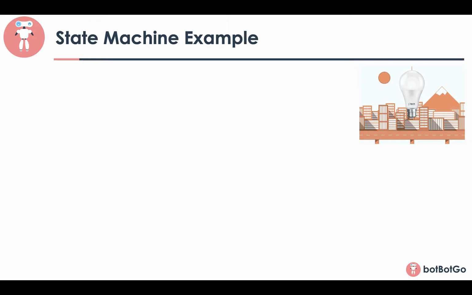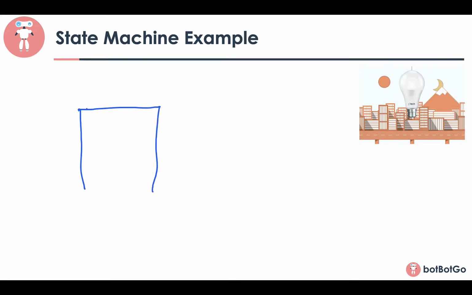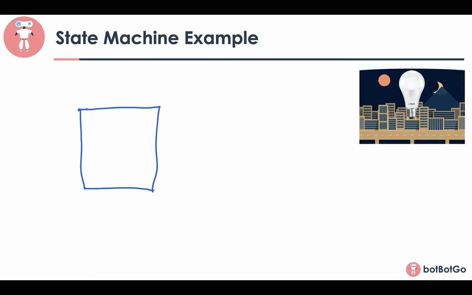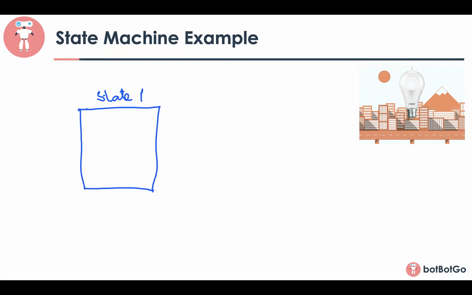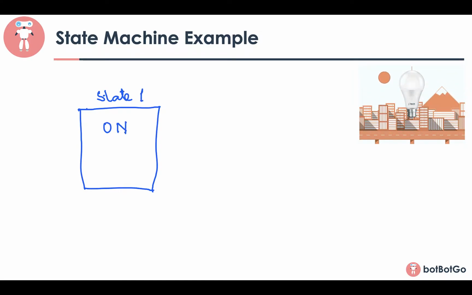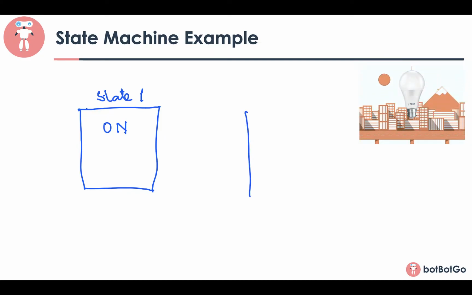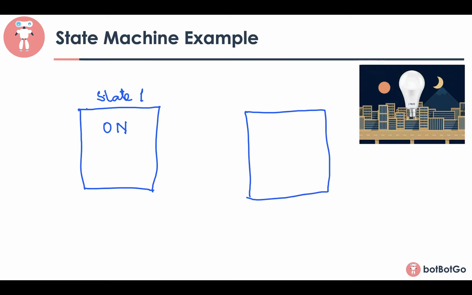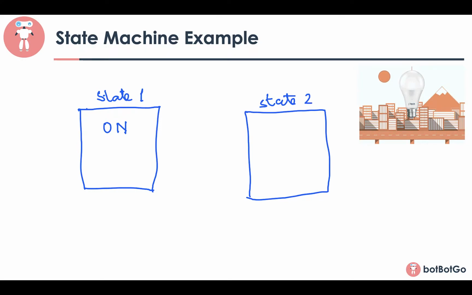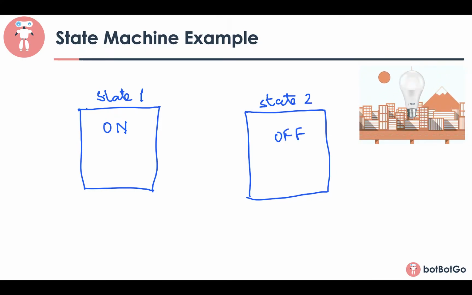The state 1 is nothing but the on state when the bulb is switched on. So let's call it state 1. And the action that is happening inside is that it's switched on. Similarly, we have another state, state 2, and this is the off state where the bulb is switched off.